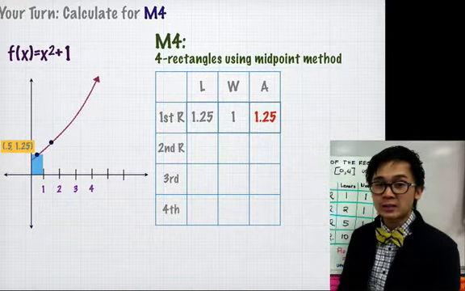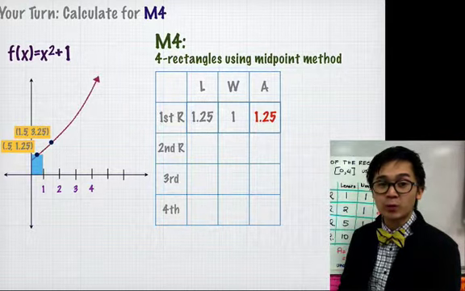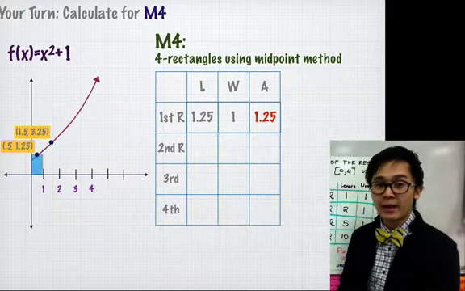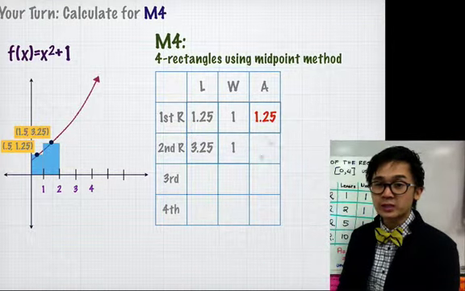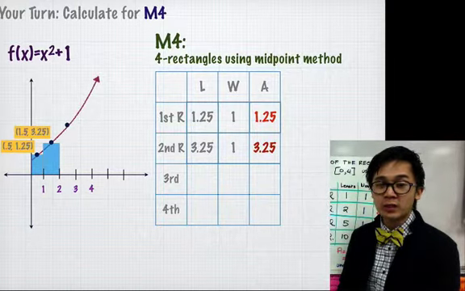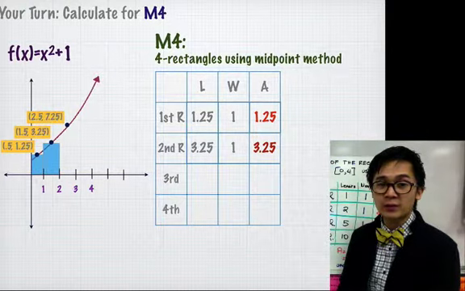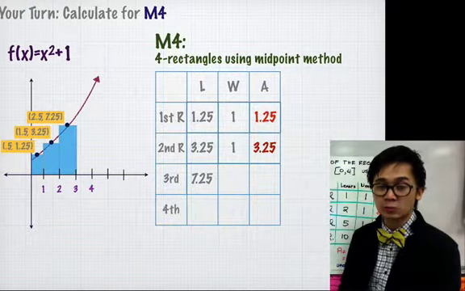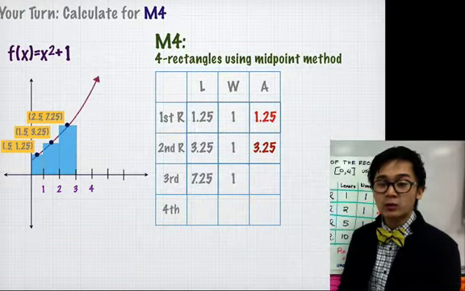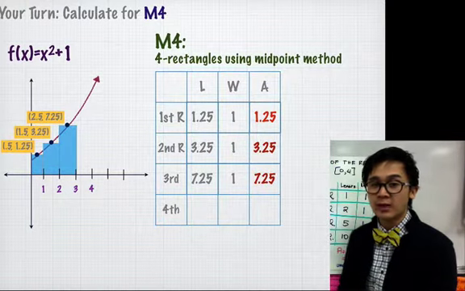Now, sa second rectangle naman, ang height niya will be 3.25 kapag pinlug natin si 1.5 dun sa value ng x. So yung width niya will still be 1, which gives us 3.25. Yung gitna naman ng 2 and 3 is 2.5. Plug it into the value of your x. So 2.5 yung x, yung y nyo is 7.25. So yung length nyo is 7.25, pero yung width is still equal to 1. Hindi siya nagbabago. Consistently 1 yung width ng ating rectangle.